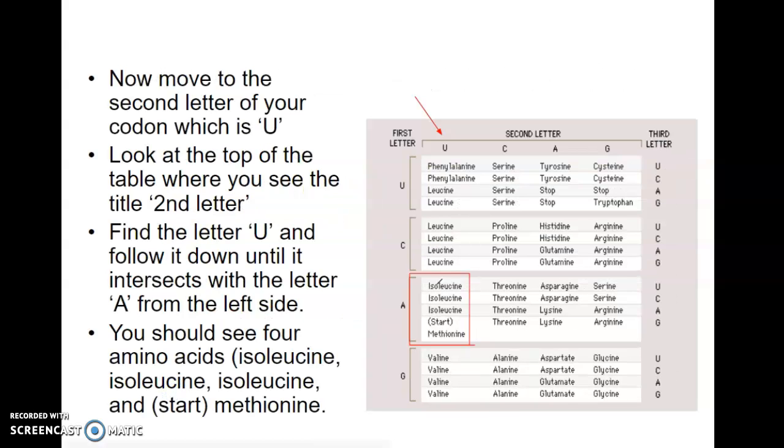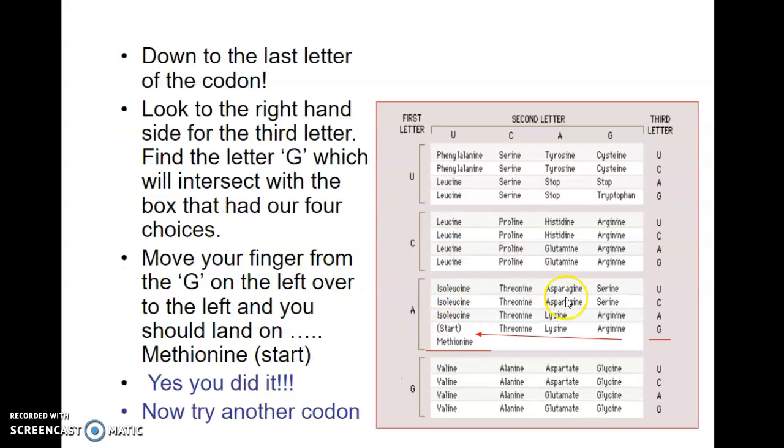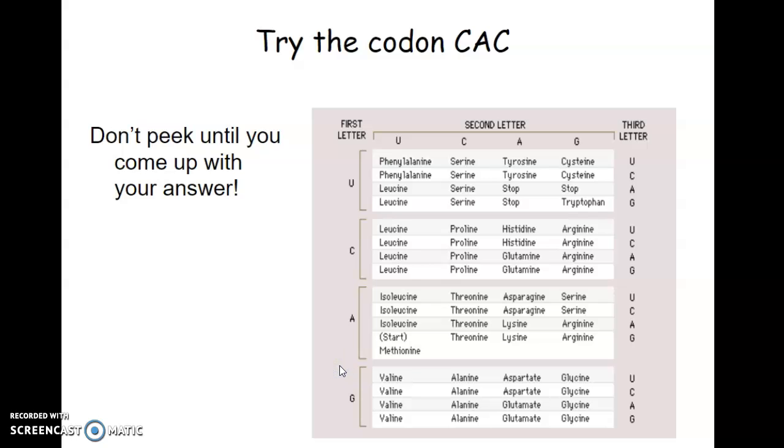So we just do that first letter, and then we go to our second letter. It narrows it down to the box again, and those are the ones in that box. And then the G tells us specifically which one in that box. We're going to come straight across in that G, and that's going to be the methionine. So let's try another codon. Okay, don't peek until you come up with the answer.